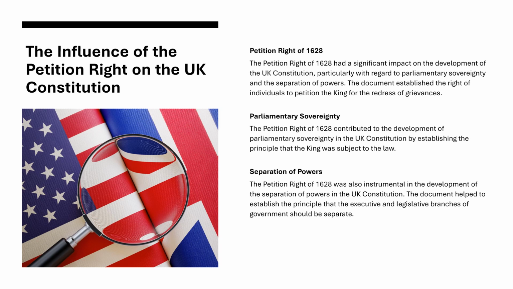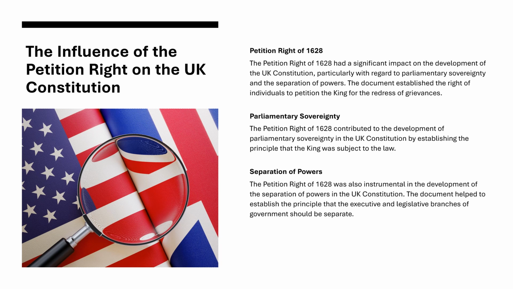The influence of the Petition Right on the UK Constitution. Petition Right of 1628. The Petition Right of 1628 had a significant impact on the development of the UK Constitution, particularly with regard to parliamentary sovereignty and the separation of powers. The document established the right of individuals to petition the king for the redress of grievances.